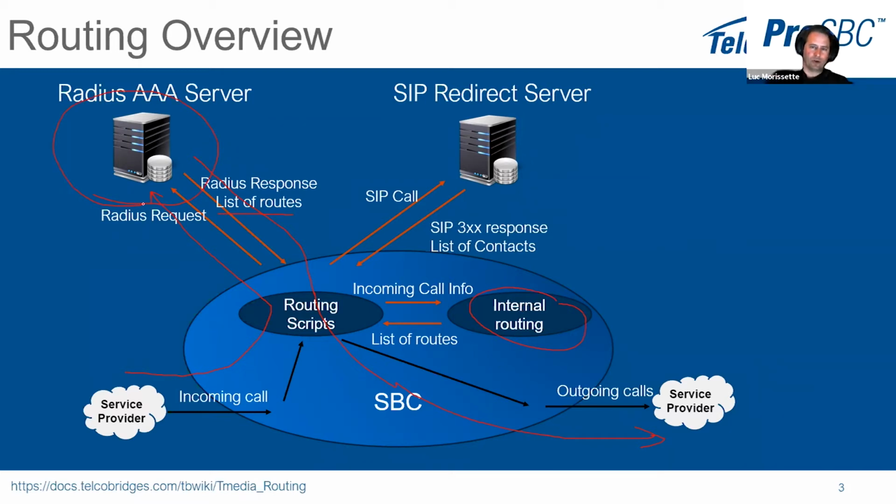The Radius server could also be only accept call or refuse call. So if it's only accept, you will send the call to the Radius server here, and it will return accept or refuse the call. And we can use then the internal routing table or other routing scripts to do our calls.